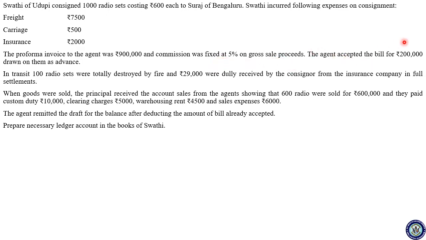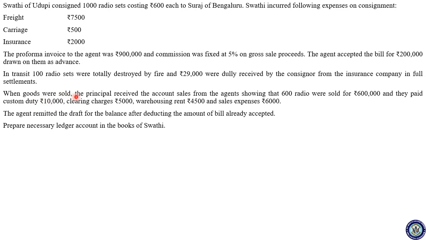The agent accepted the bill for 2 lakh drawn on them as an advance. So it is bill drawn. So bills receivable in consignee's account, bills payable in consigner's account. In transit, 100 radio sets were totally destroyed. So this is an abnormal loss. 29,000 was received. So this we have to take in the abnormal loss account.